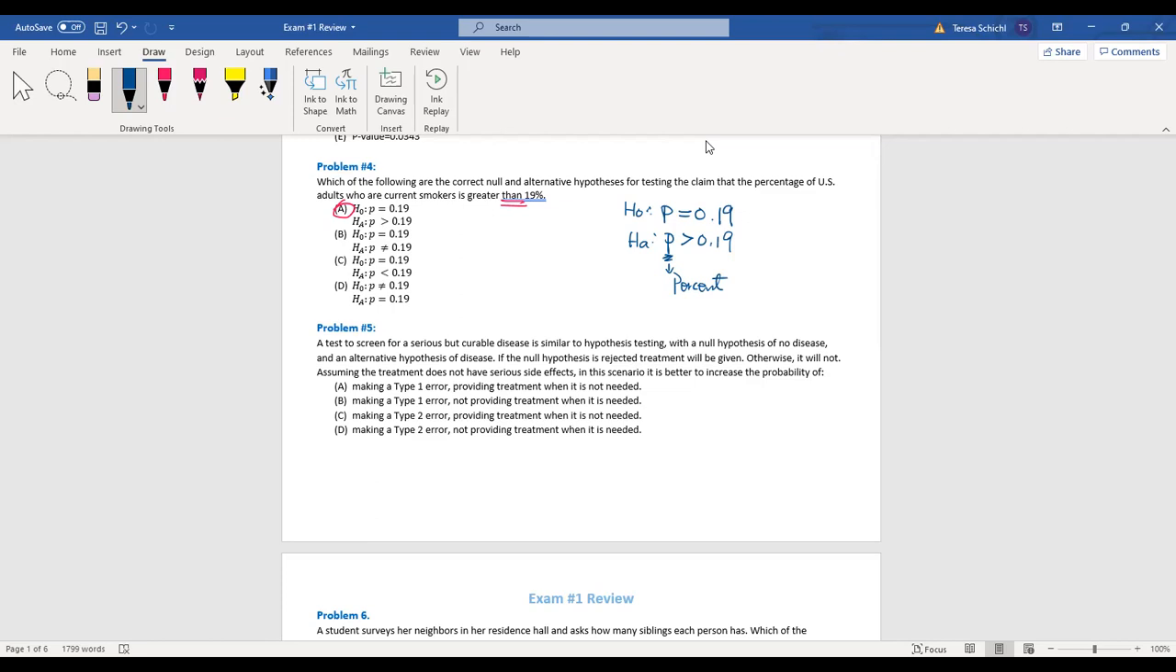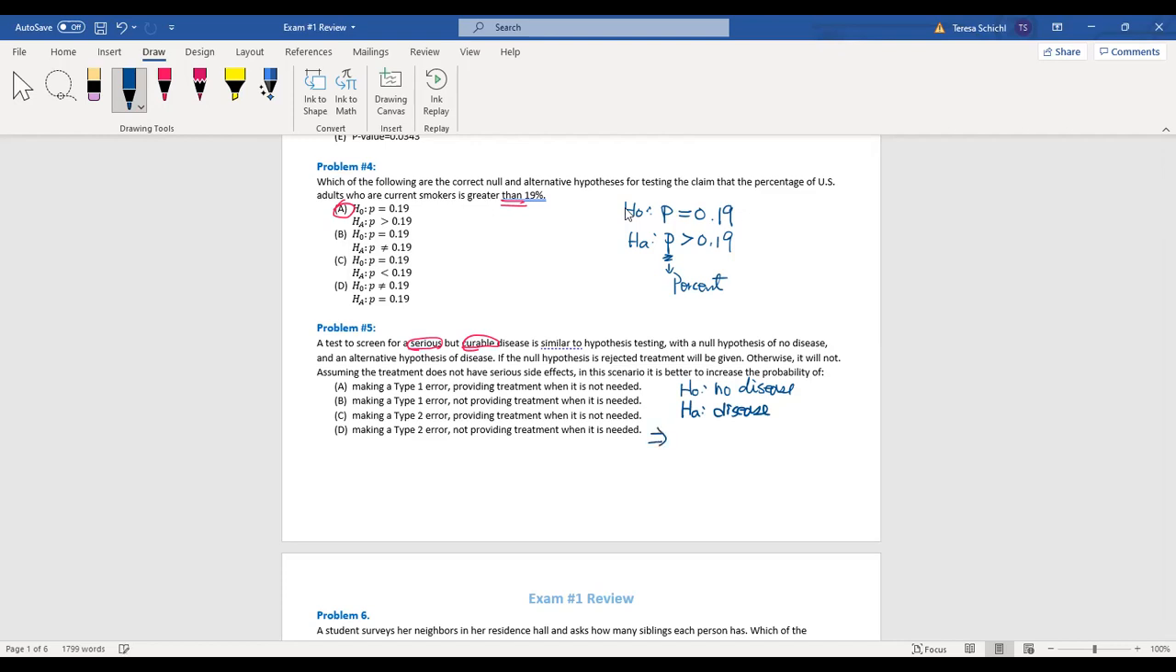Okay, so for this type of problem, like we talked about before, let's write down the strategy. What do we have? The null is no disease, and the alternative is the disease. See the keywords here: we need to screen a very serious but curable disease. So what we are concerned about here is the power, okay?